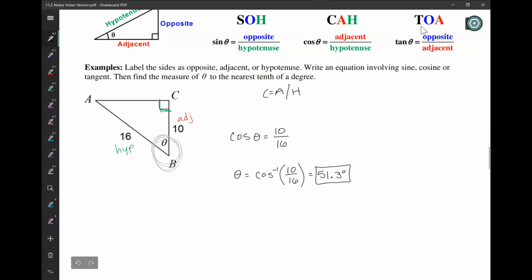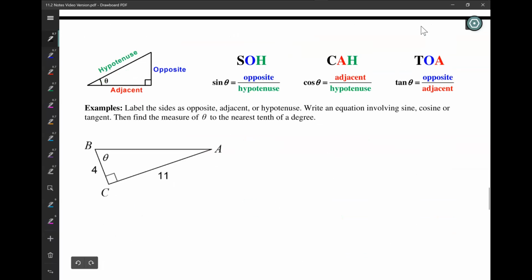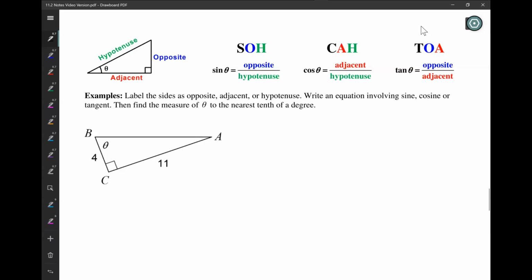Let's try another example. So this time I'm focusing in on this angle up on top, and I'm looking at the sides. 11 is across from that angle, so 11 is opposite. And 4 is right next to this angle, but it's not across from the right angle, so 4 is adjacent. It's not the hypotenuse, it's adjacent.